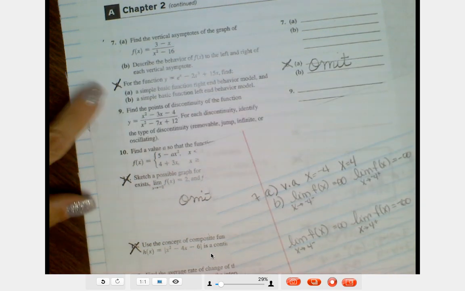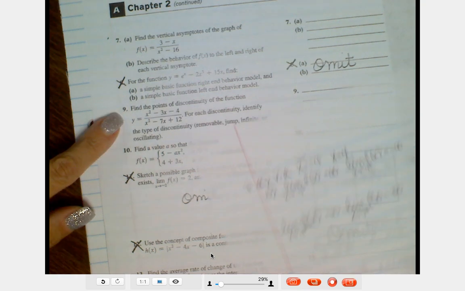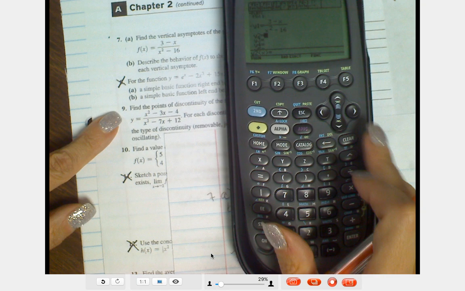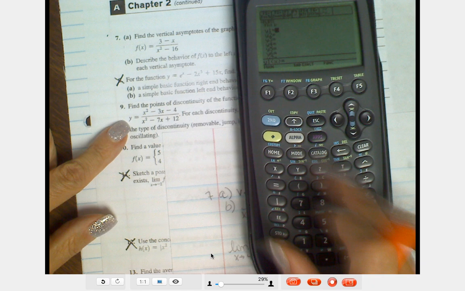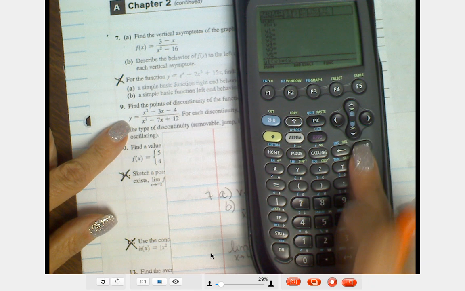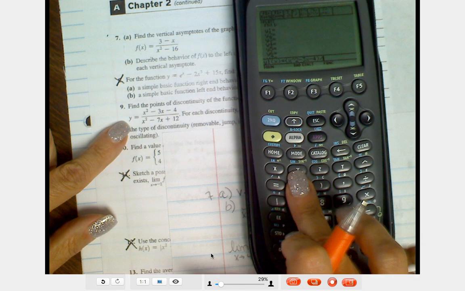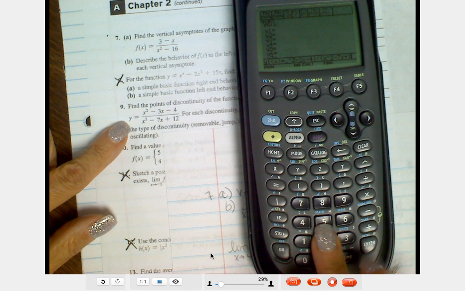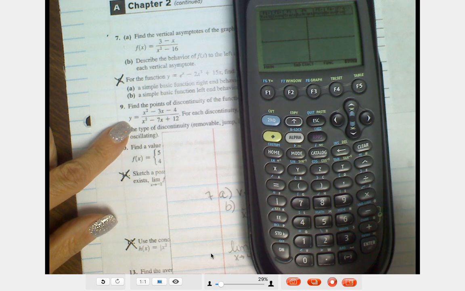All right, and I've omitted 8. Let's look at 9, and 9's a little bit tricky. So you'll want to graph this in your calculator to find the points of discontinuity. And then we're going to describe those. So parentheses, x squared minus 3x minus 4 divided by x squared minus 7x plus 12. Okay, make sure that that looks right. All right, let's graph.